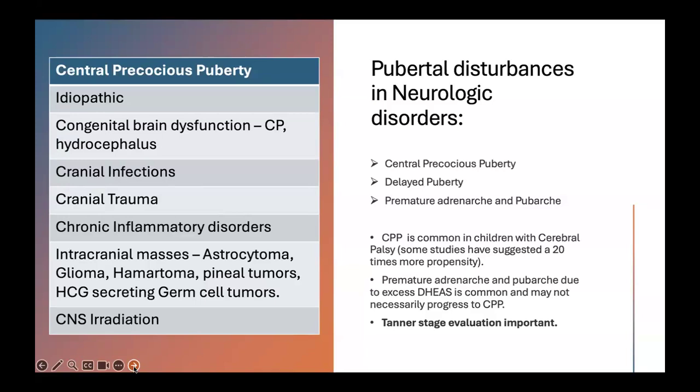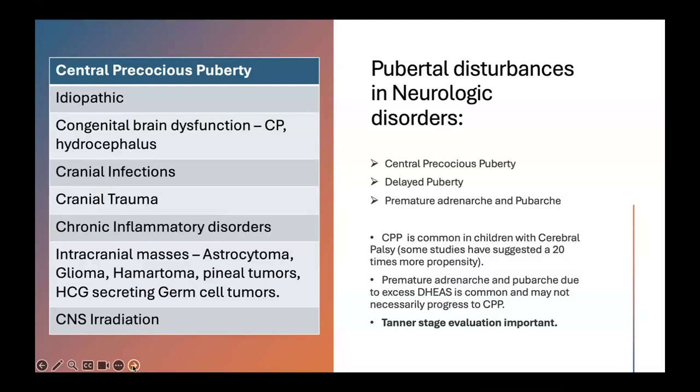Now, central precocious puberty, studies have shown, occurs commonly in children with cerebral palsy. There is premature adrenarche and pubarche documented in these children due to an excessive DHEAS. This, however, may or may not necessarily progress to central precocious puberty. So as you can see, Tanner staging should be an essential component of clinical examination of children with neurological disturbances.